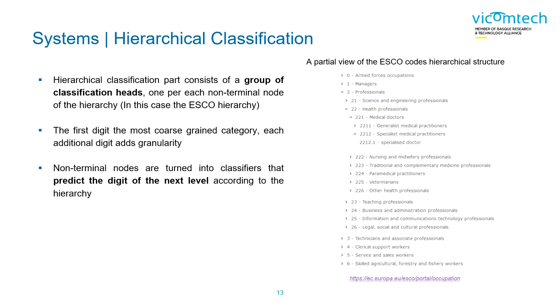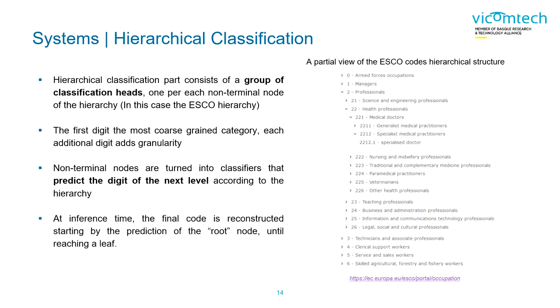Non-terminal nodes are turned into classifiers that predict the digit of the next level according to the hierarchy. At inference time, the final code is reconstructed starting by the prediction of the root node until reaching a leaf. This approach is computationally expensive. We need about 800 classifiers for it.